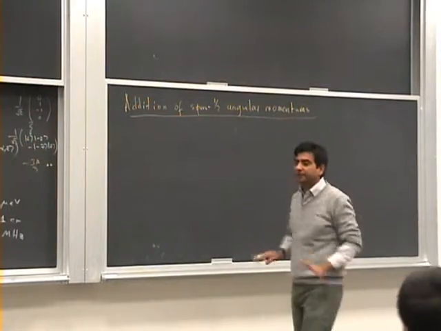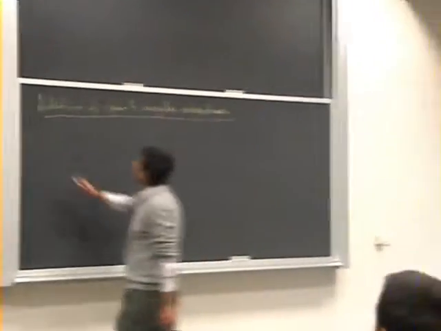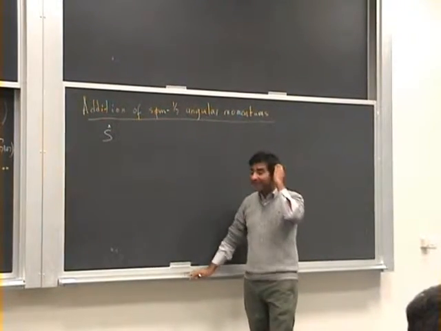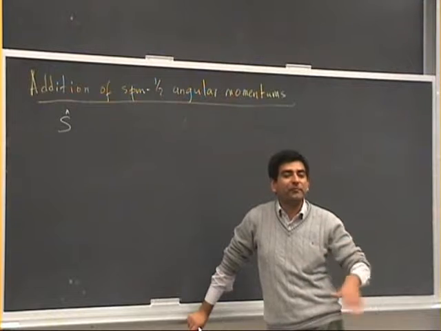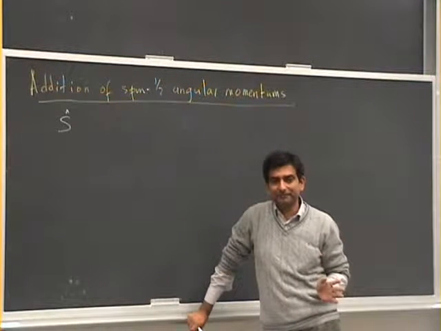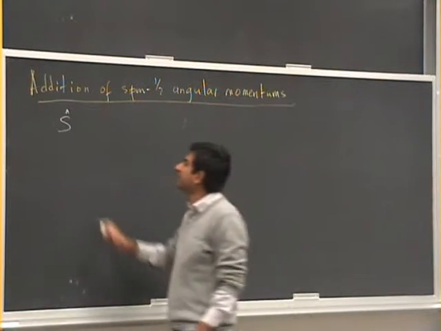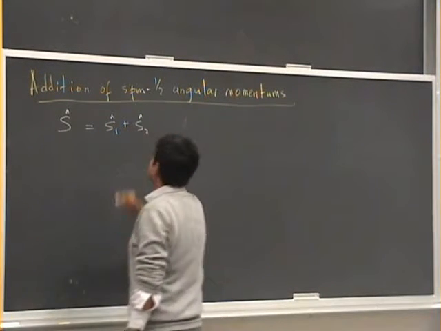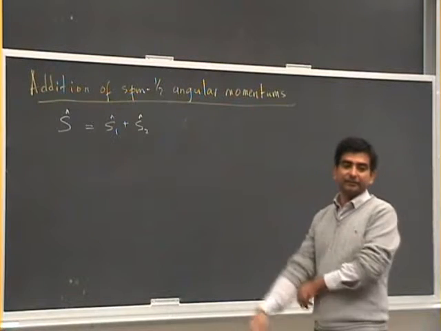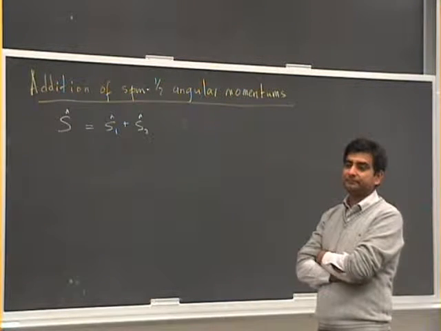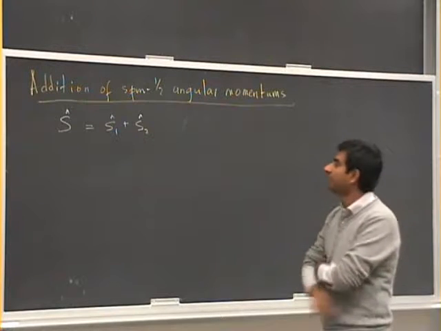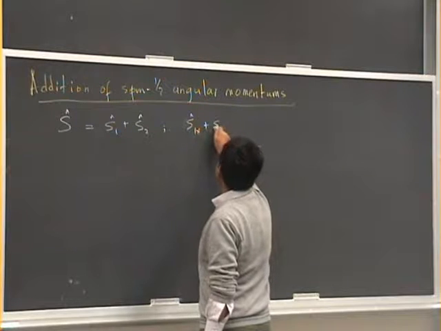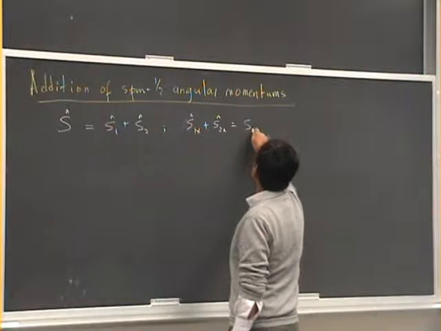We have these two spin half systems. Let's define a total spin angular momentum S. Since this is the only angular momentum I'm talking about, I don't have to worry about the orbital angular momentum. So it's just S. This S is really S1 plus S2. Okay, this is how I define S. It also means that S1x plus S2x gives me Sx. Okay?